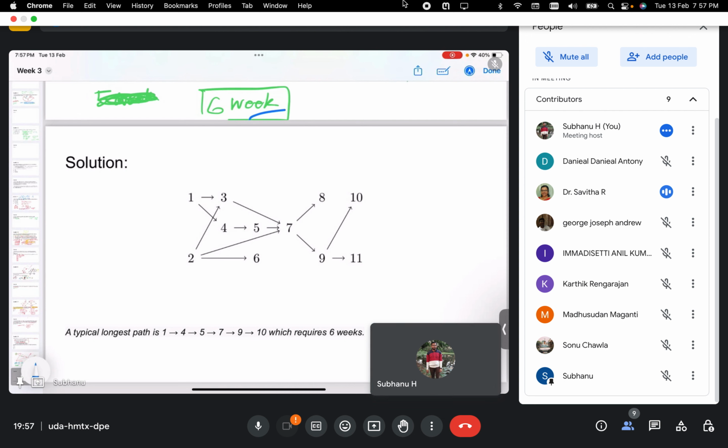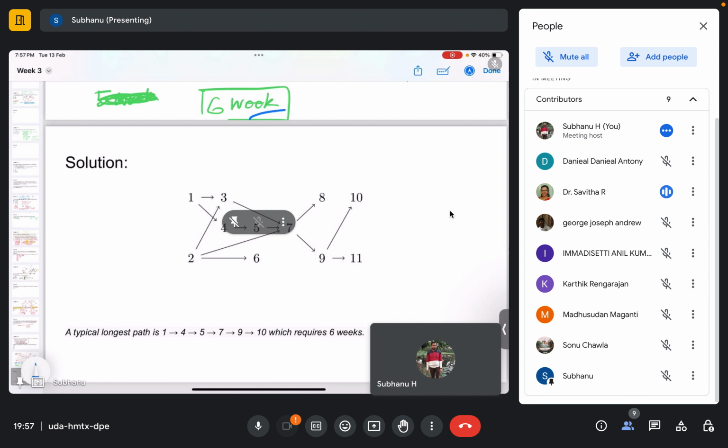Sir, how will we take this traversal, sir? Because 1, 4, 5, 7, 9, 10 or 11 is what we are taking. So the path, I can take 1, 3, 7 and 9, 10. You are saying that you could have taken this part 1, 3. Yes, sir. 1, 3, 3, 7, 9 and 10. Yeah, you are right.